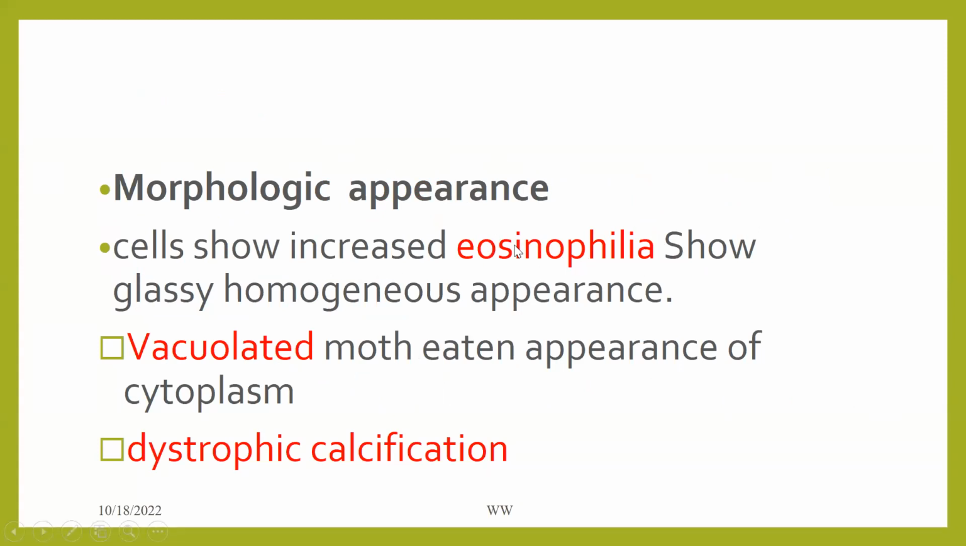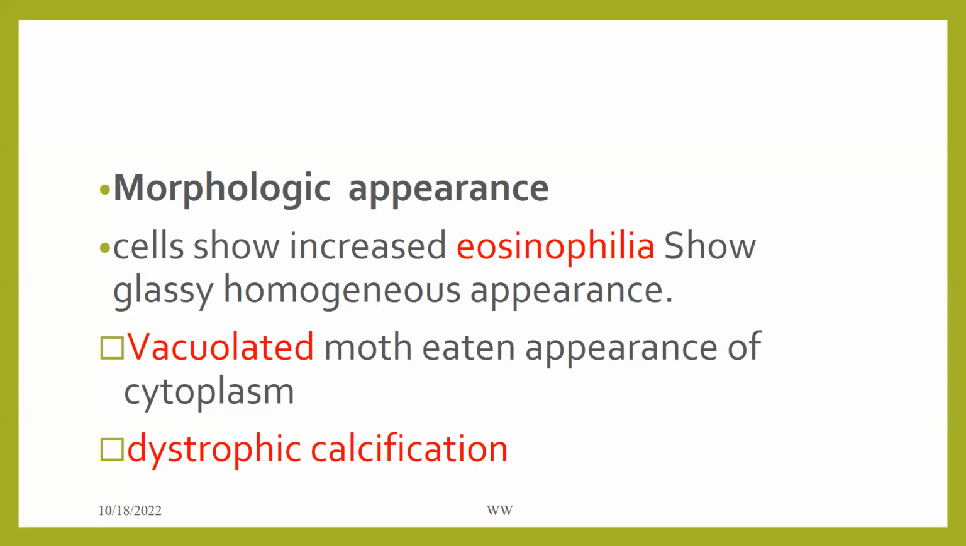When we look at the cytoplasm, it appears eosinophilic, very pink compared to the surrounding tissue, and it has a glassy, homogeneous effect. A normal cell has vacuoles, so it's not homogeneous. It has differences in the way the cytoplasmic contents look.